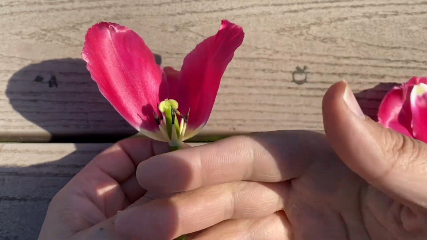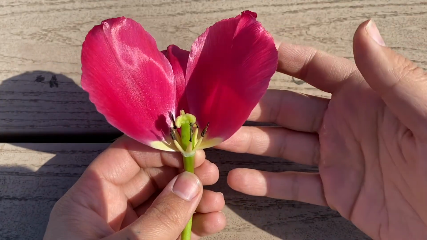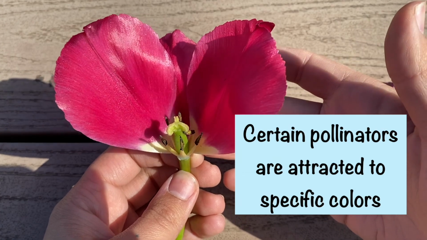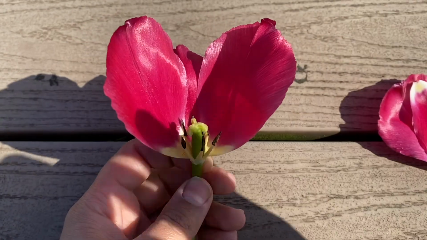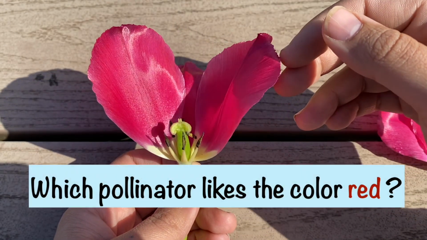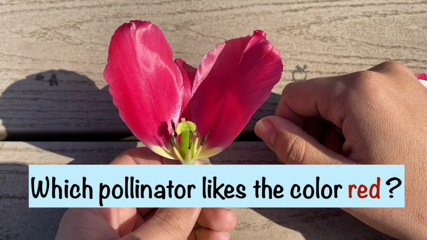Flowers come in many different colors. Did you know that certain pollinators are attracted to certain colors? Let's imagine that this flower was red. Do you know which pollinator is attracted to the color red?